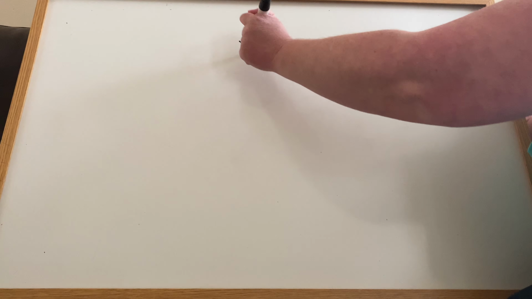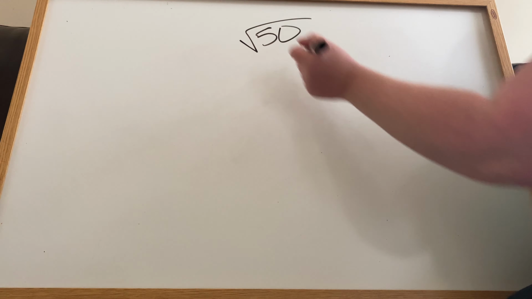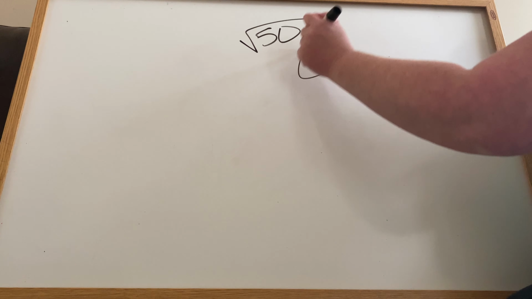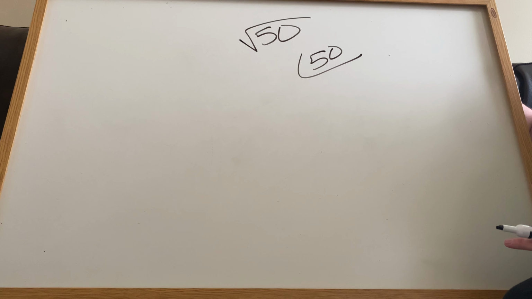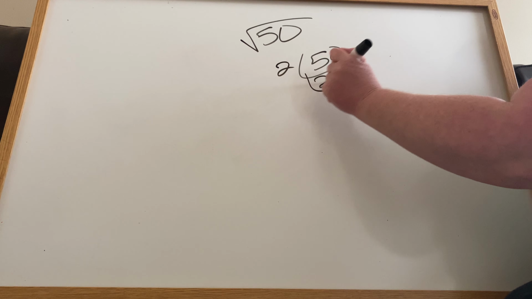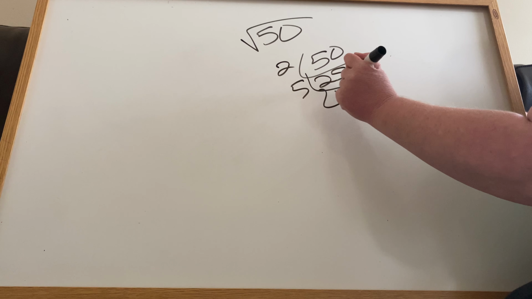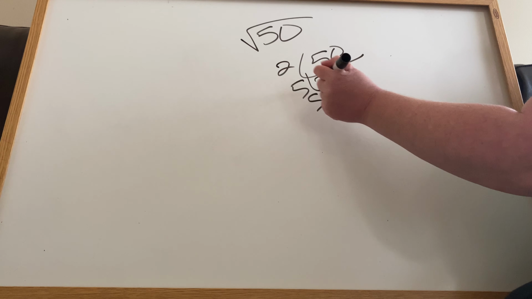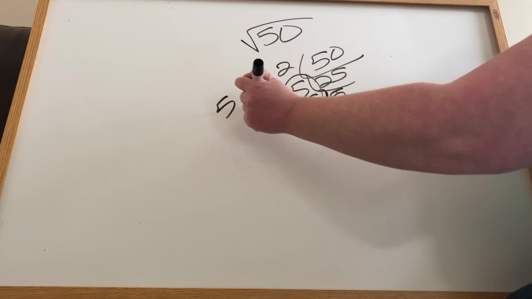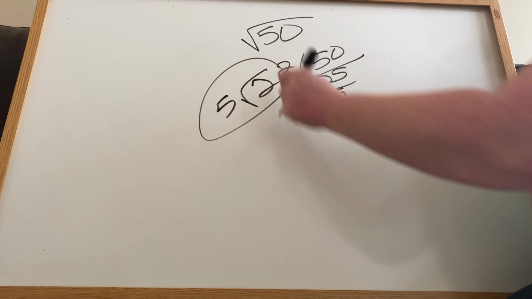Next one, 50. Same thing, goes in the box. So prime numbers that go into 50. 2, you get 25. 5, you get 5. 5, you get 1. 5 pulls out. 2 stays in, and that's your answer.